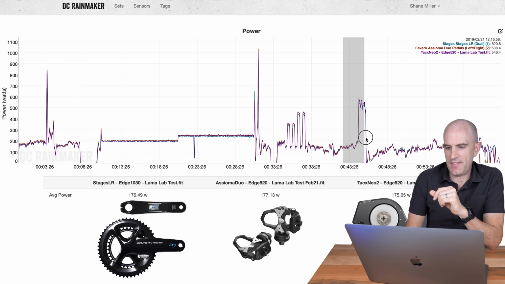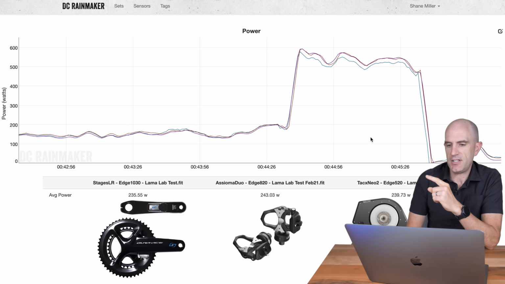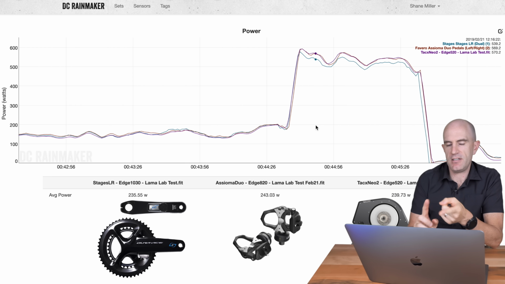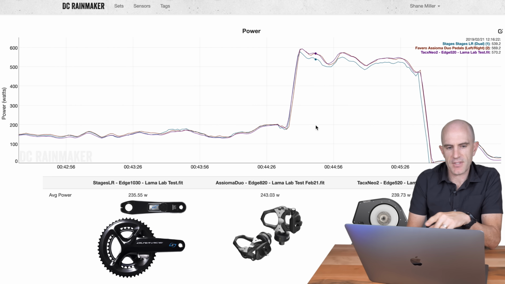Is what it is. And then up the Watopia wall, I did this one on live stream, and you can see there that up the Watopia wall, the Neo 2 and the Assiomas, as I'm out of the saddle, really reefing along above 500 watts there, they're fine, those 2 power meters, but the Stages is again reading low. Up to, what have we got, 500 watts, so we're nearly on 25 watts low at the 500 watt mark.